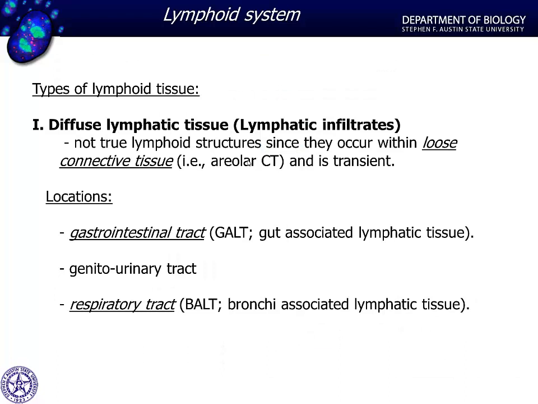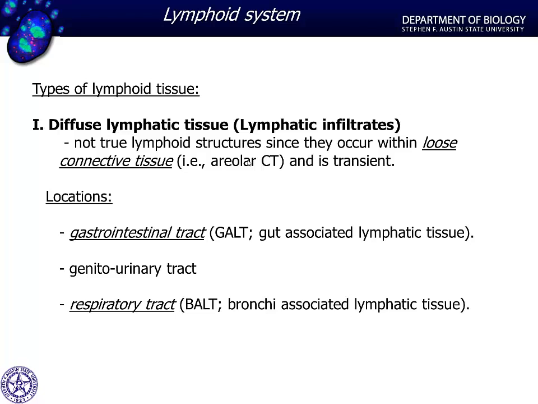Now, the first type of lymphoid tissue that we're going to characterize is referred to as diffuse lymphoid tissue or lymphatic infiltrates. In a lot of areas where we have loose connective tissue, we can have collections of lymphocytes. Now, these are going to be transient in nature. They might not always be in exactly the same place, but in many instances, you will usually find them associated with the mucosal lining of hollow organs. Much like in our circulatory system we have the tunica intima, mucosa represents the inside layer of our respiratory and our alimentary canal.